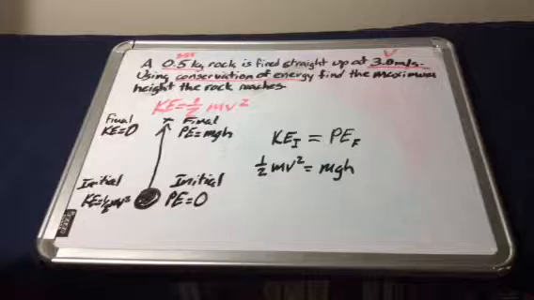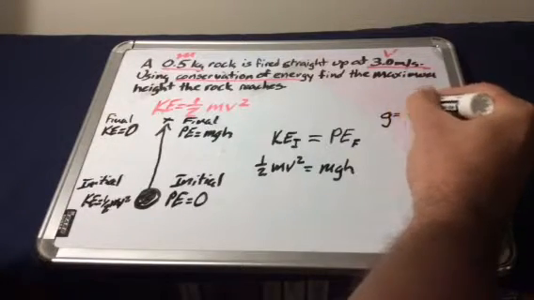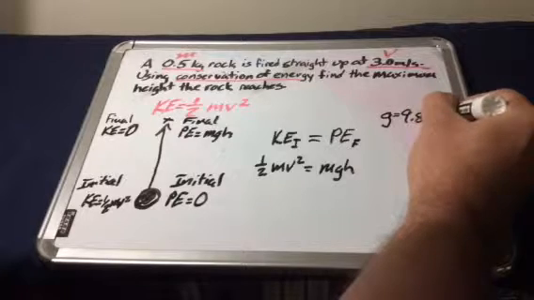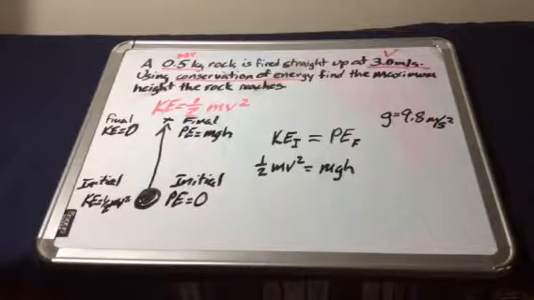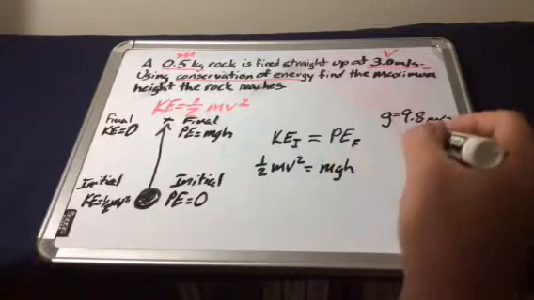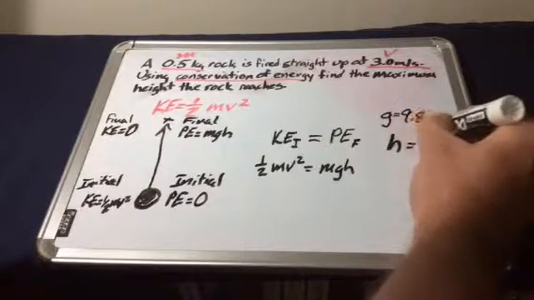Now I've got all of these wonderful variables, and we can figure this out because g is gravity, 9.8 meters per second squared, the acceleration due to gravity. We know velocity, we know mass, we know the acceleration due to gravity. So all we've got to do is determine height, which is our unknown.